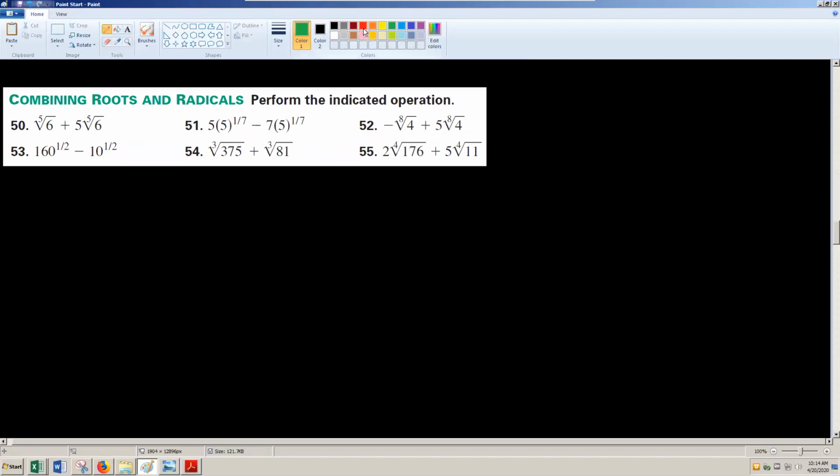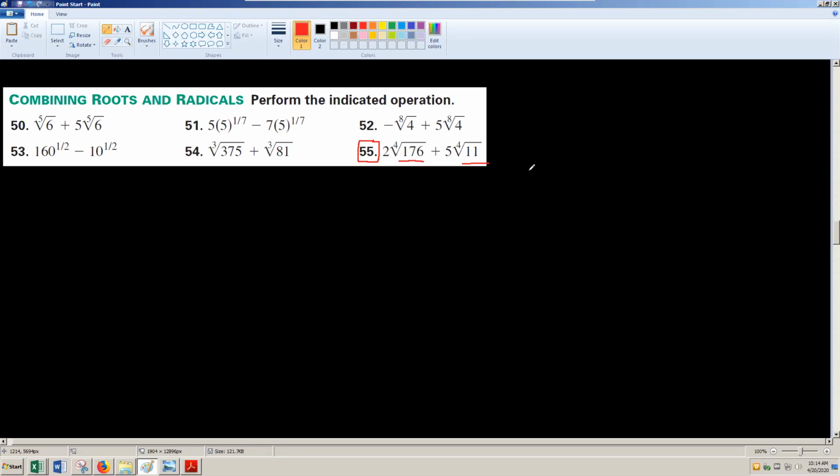Looking at 55 next. I just want to perform the indicated operation. So here we're just adding these things up. As I look at this at first glance, I literally can't do this. I have 176 and I have 11. If I wanted to add these two things together, they need to have the same root radical sign and the same thing inside of it. Here it's got root 4 and root 4, which I like, but then it's got 176 and 11.